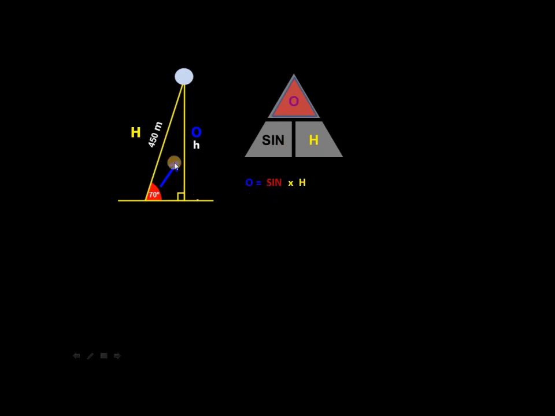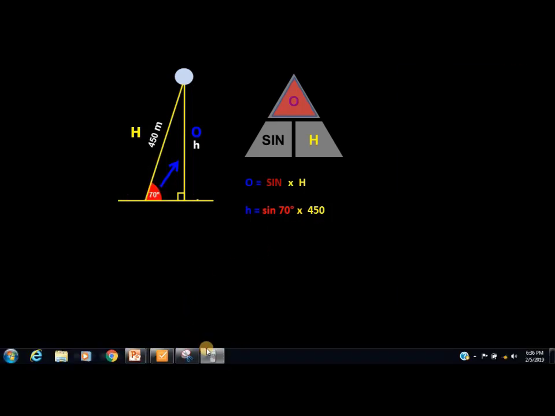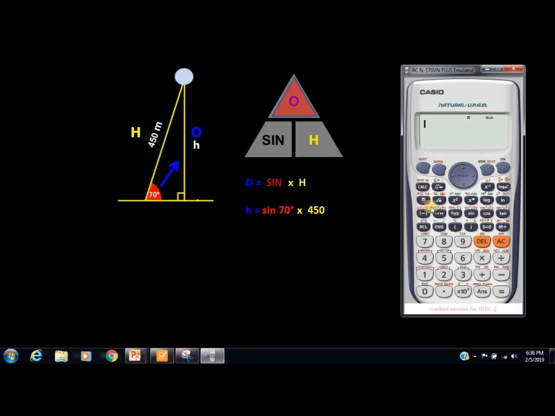We now replace the hypotenuse with 450, and don't forget 70 degrees would go with sine, and we get H equals sine 70 multiplied by 450. We now use a calculator to do this. So we start with sine 70, close the bracket, remember to close the bracket, and multiply by 450 equals, now this is the full answer.